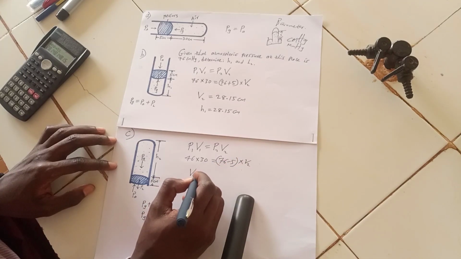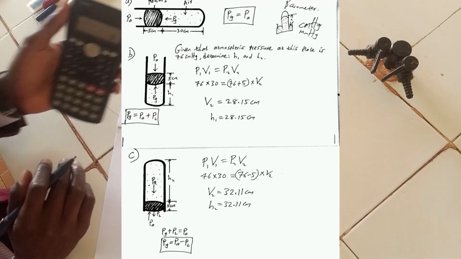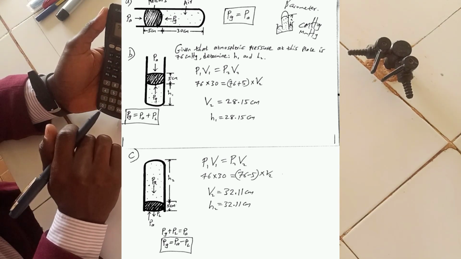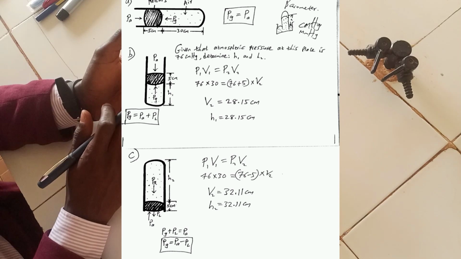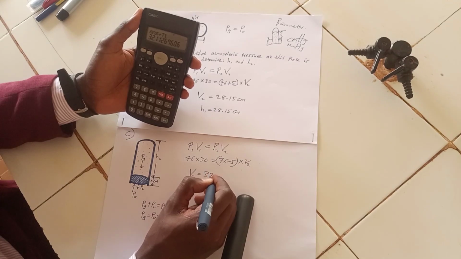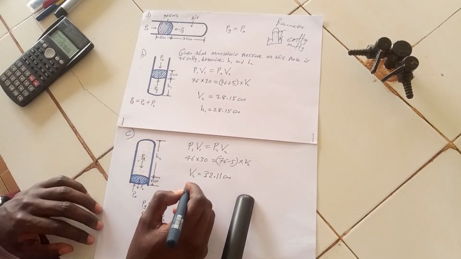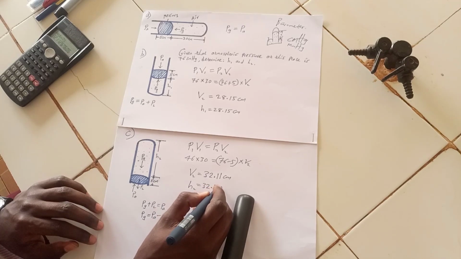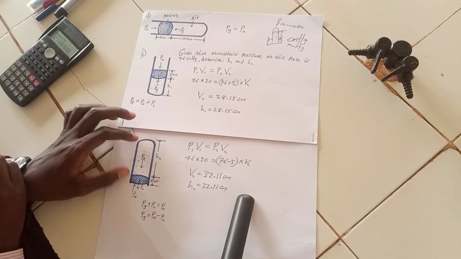So let's see, volume 2 becomes what? 76 times 30, we get the answer, then divided by 71. This one is 32.11 centimeters. In other words, height 2 is 32.11 centimeters. That is the new height of the trapped gas.